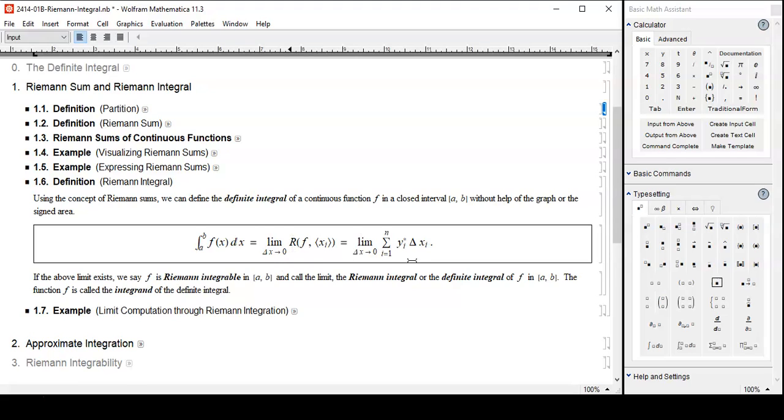It can be rewritten like this, where y_i star is between the minimum and maximum, or more precisely speaking, between the infimum and supremum. Now, if this limit exists, then the limit quantity is called the Riemann integral, or the definite integral of f in that interval [a, b]. And if the limit exists, we say the function f is Riemann integrable. It turns out that all continuous functions are Riemann integrable, so this limit exists, so the Riemann integral exists.